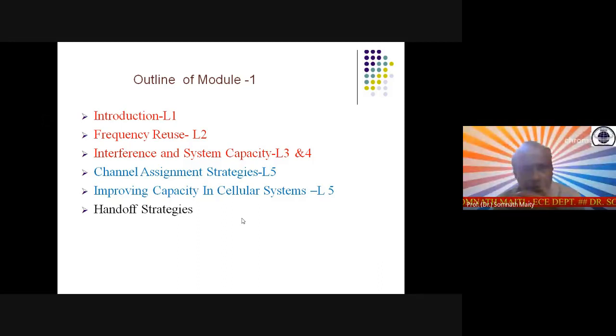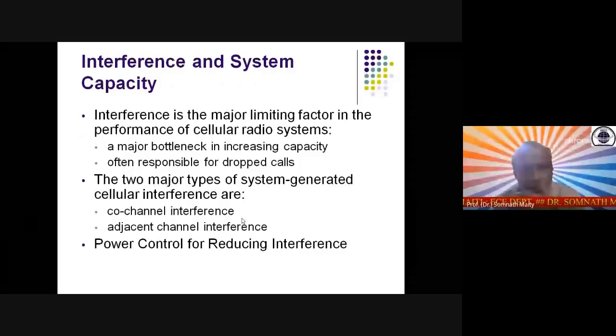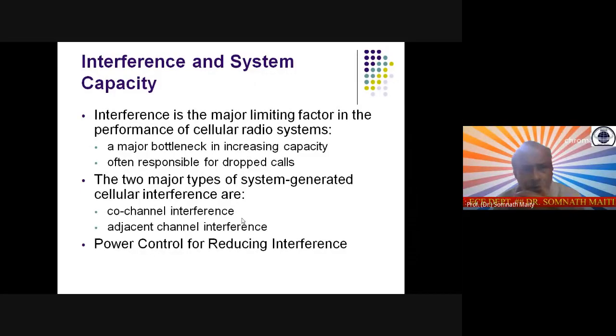In continuation of this module 1, I know many of you haven't attended the last lecture, so I'm summarizing whatever I have taught in my last 2 lectures. It was about interference and system capacity. Interference is the major limiting factor in the performance of cellular radio systems.